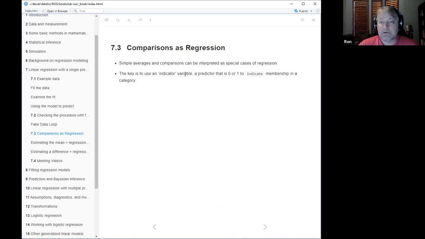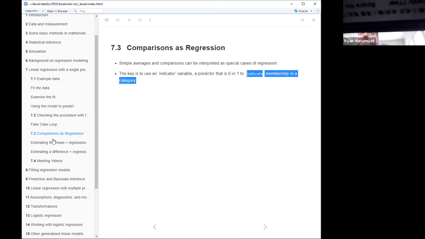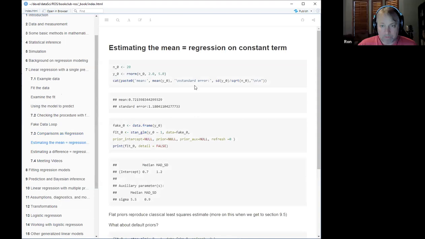And the key there is to use an indicator variable. You guys know about indicator variables: zero means it's not in the category, one means it is in the category. It indicates membership, right? That's what an indicator variable is. So we first looked at how the mean is just a regression on a constant term.